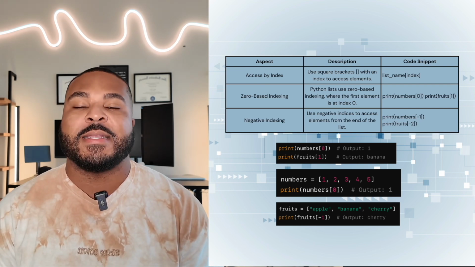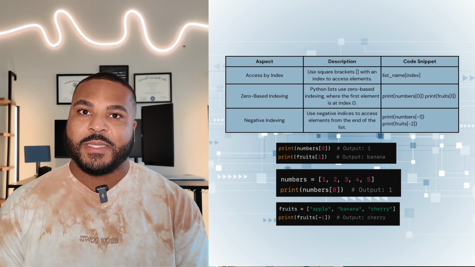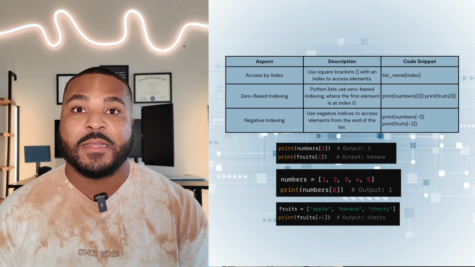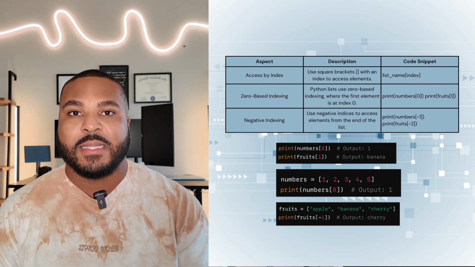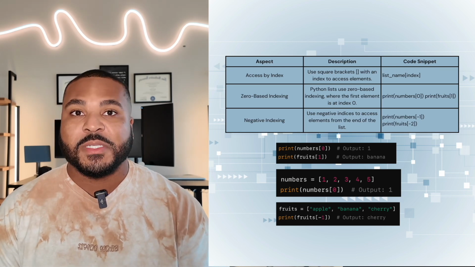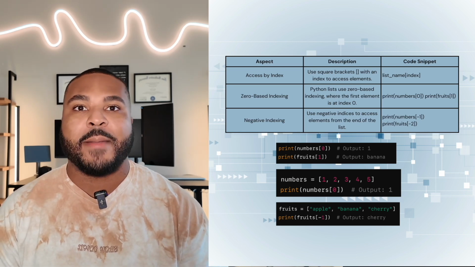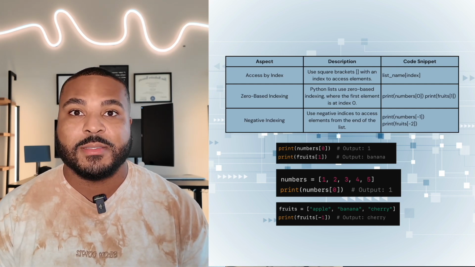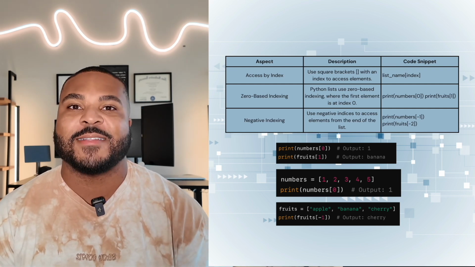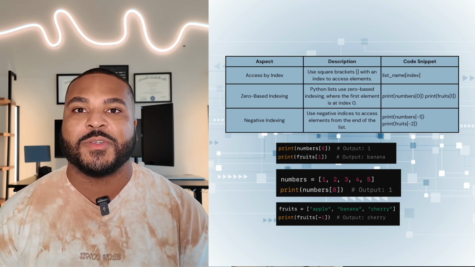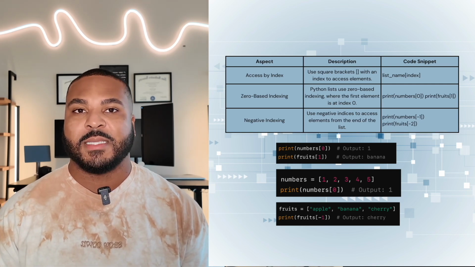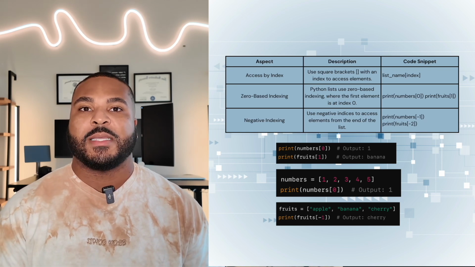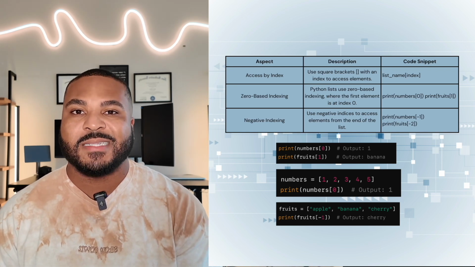We can also use negative indices to access elements from the end of the list. The last element is at index -1, the second last element is at index -2, and so on. So for example, in the list fruits equals apples, banana, cherry, the element at index -1 is cherry, exactly. So indexing is a powerful way to retrieve specific elements from a list. It allows us to quickly access and manipulate data stored in lists, which is very useful in data science and programming in general.